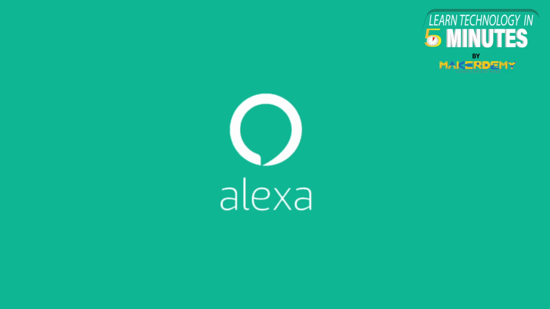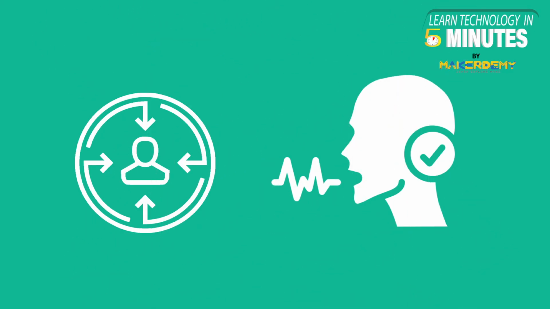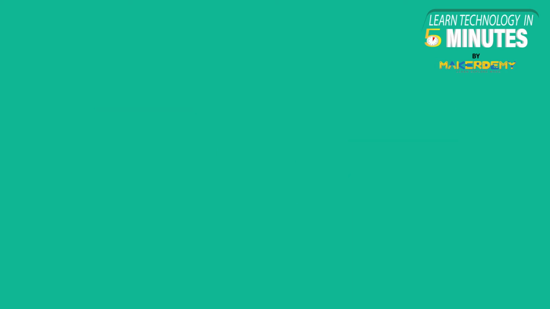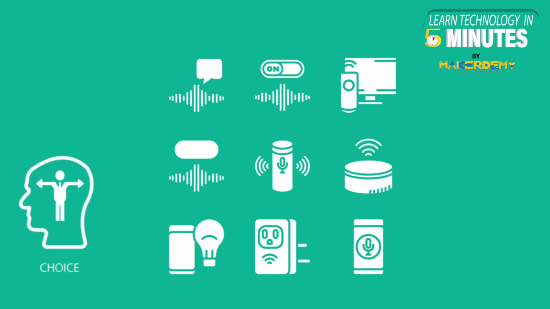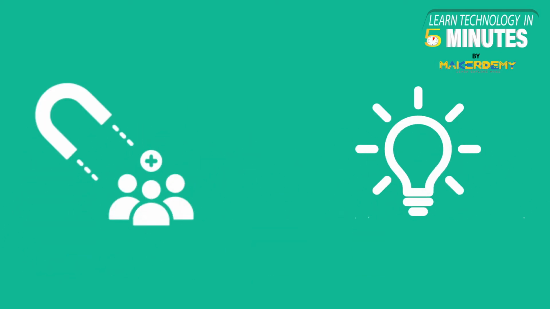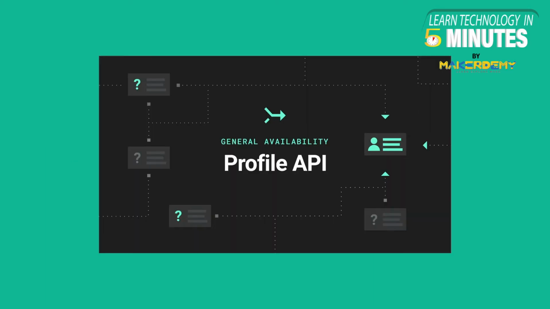Alexa Skills Kit provides an API called Person Profile API for providing personalized experience based on voice. There are many ways to make use of this feature to build engaging skills. In today's world of voice technology, customers are bombarded with so many choices and skills. So, one of the best ways to attract new users and retain current users is to use personalization. Person Profile API helps us achieve this.